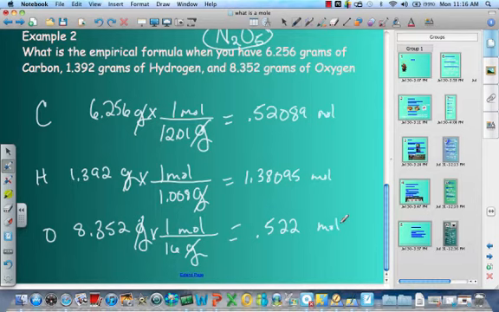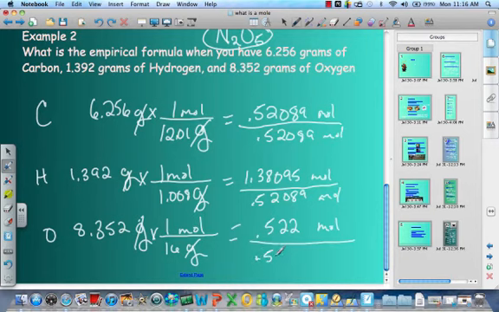Okay. All right, so of these numbers, which one is the smallest? Well, technically it's the carbon. Oxygen's pretty close, but let's just go ahead and divide it by this one, 0.52089. Divide everything by that. 0.52089 again. All right, so this one should be 1.